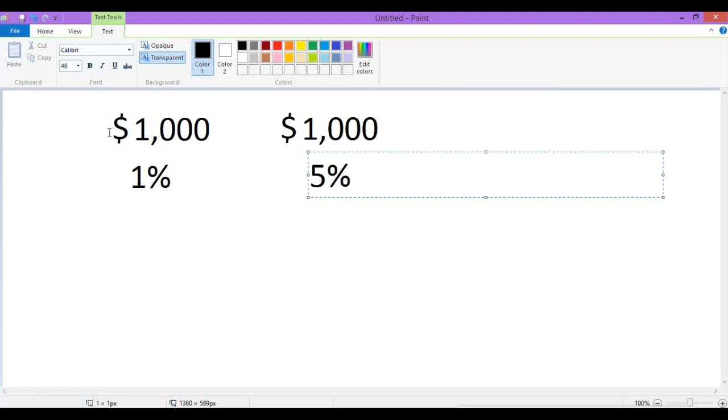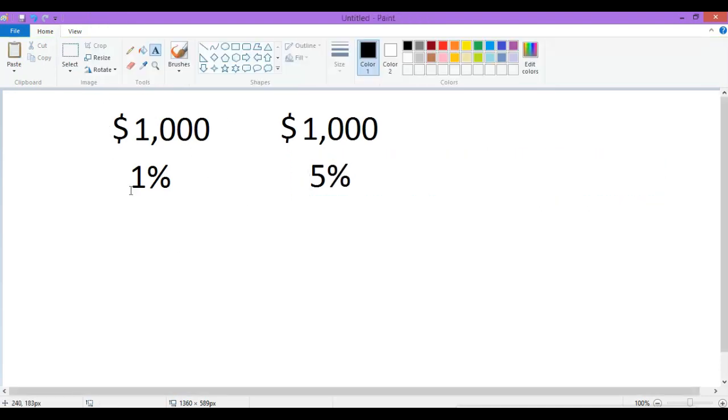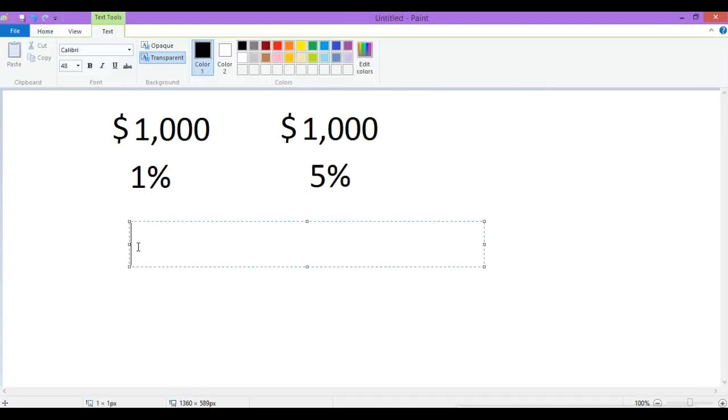Okay, now we have 2 accounts here. This is someone's account, and this person is using 1% for all trades, while this person is using 5% on all trades. Now, for this person that is using 1% on all trades, each trade he takes, he is supposed to risk $10 on each trade he takes.